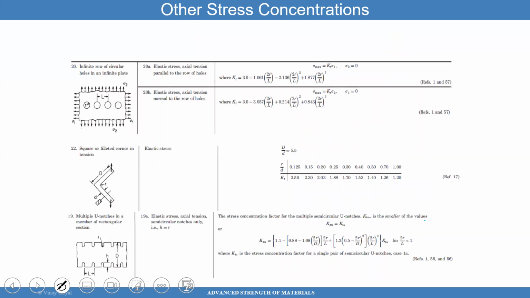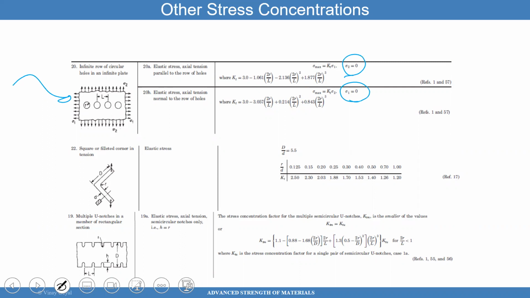You also have a very famous problem where you have a periodic number of holes next to each other. And these holes are going to be in a row, and you're applying a far field stress. And the question here is, hey, what is the stress concentration factor for those cases? Well, it's provided here in these formulas. And you can see here they're providing the formula for sigma 2 equals 0, and then this is the formula for sigma 1 equals 0.